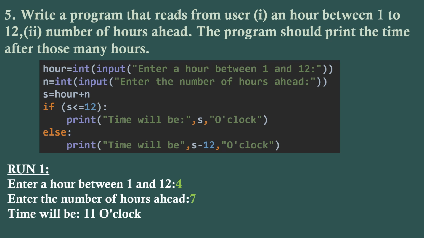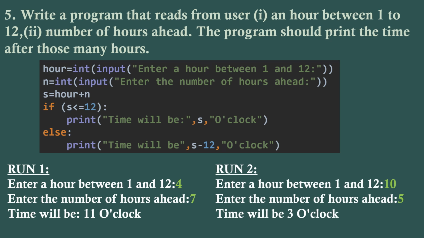So now we will run one more time by taking other values. In the next run, it will ask you to enter an hour. Let's say the hour entered is 10. And the number of hours ahead, let's say 5. So it will add 10 plus 5, that is 15. It is more than 12. So the time will be 15 minus 12, that is 3 o'clock. So it will print time will be 3 o'clock.